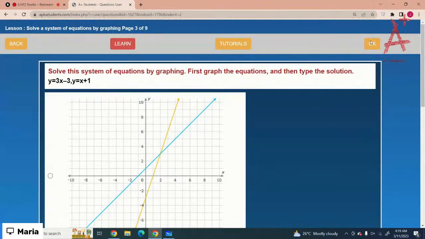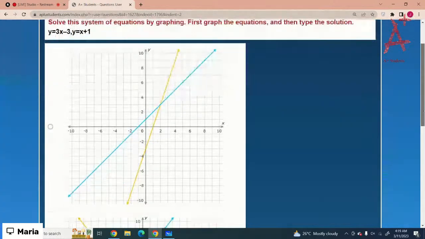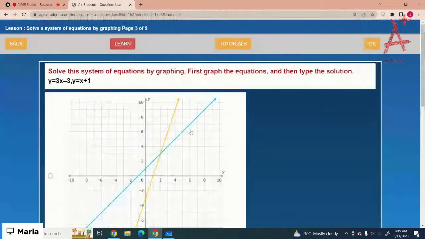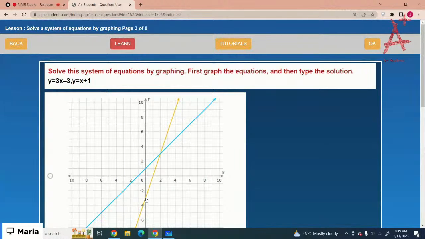Okay, solve the system of equations by graphing. First, graph the equations. Let's see. The slope is 3 and the y-intercept is negative 3. This is the line of the first equation, and here you have the slope. For that first equation, you can see it just by the y-intercept. Here the y-intercept is negative 3.